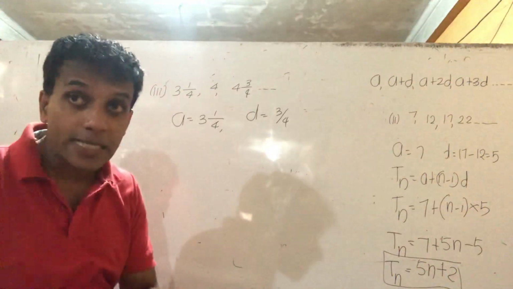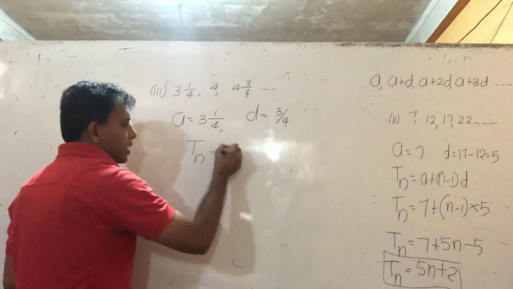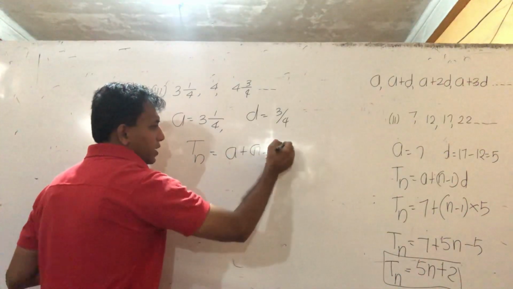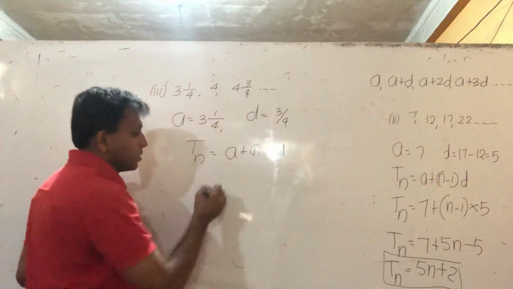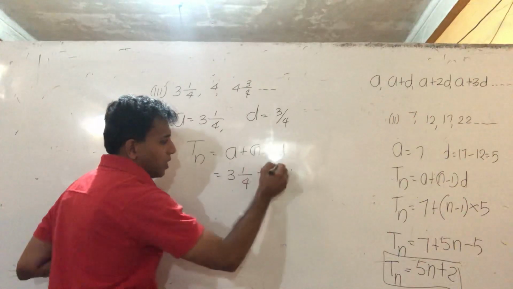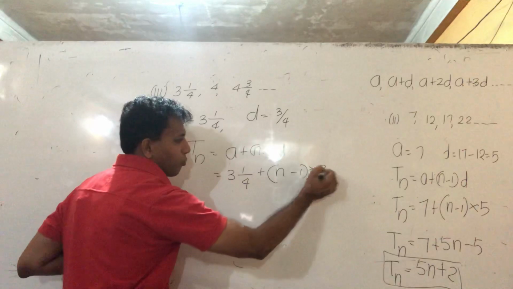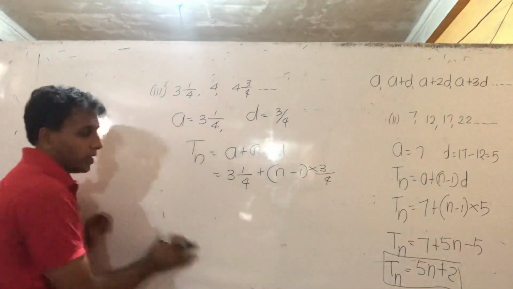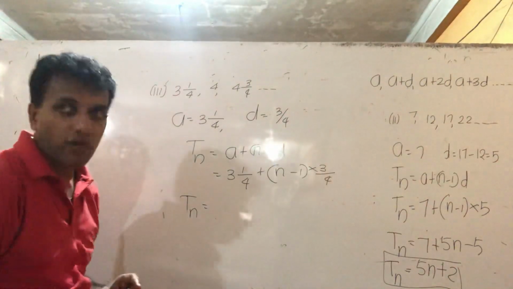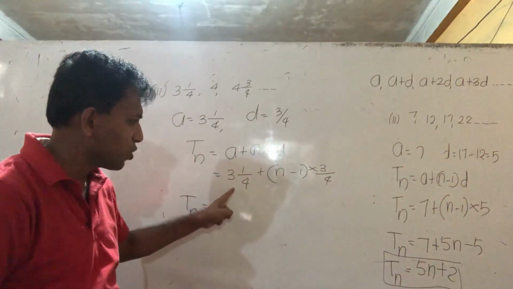Now we write the nth term formula. Tn equals a plus n minus 1 into d. Okay, so a is 3/4, n for n, d is 3/4. Therefore the nth term is what? Simplify. They ask to give the simplest form.